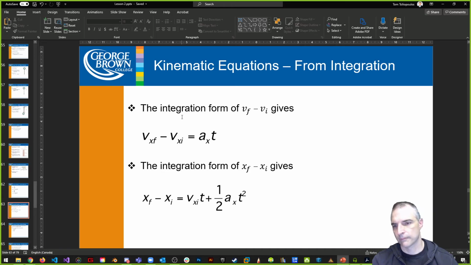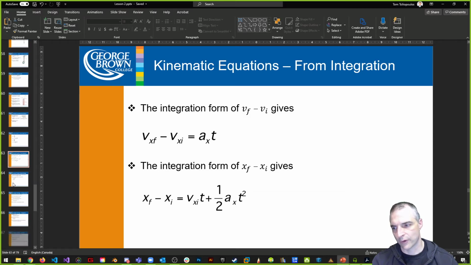So the integration form of v final minus v initial, after you do a proof, gives you that v final minus v initial is equal to at. And then when you work the magic on this and rearrange stuff, you can actually come up with the same equations. They're proofs that the same equations work for the ones that we just used.